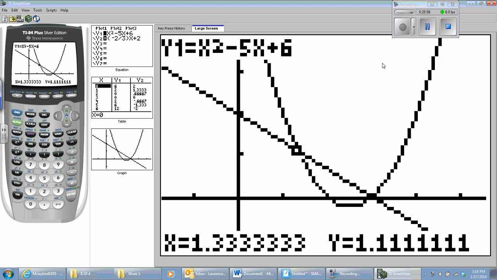Okay, so we solve the systems by a method called substitution.